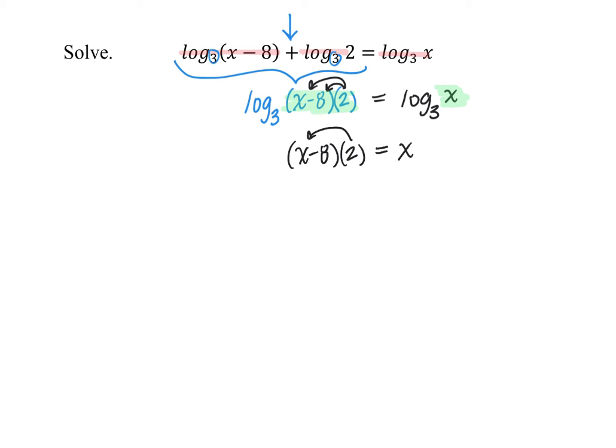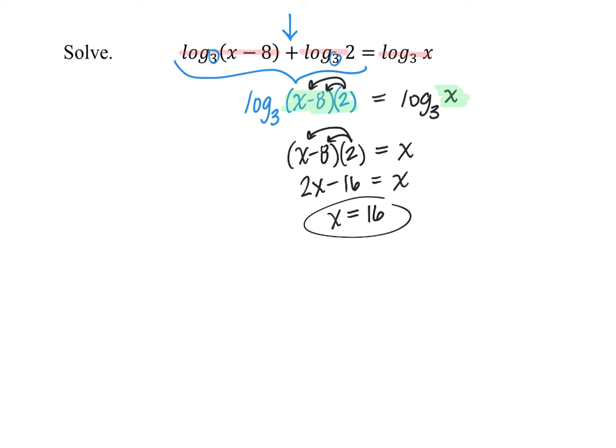So here's what I meant earlier when I said you'll have to distribute eventually. It doesn't matter whether you did it earlier or now. 2x minus 16 equals x. We'll go ahead and subtract x to the left, so 2x minus x will just give me x, and then you can add 16 to the right, which would mean we end up with x is equal to 16 as our solution.